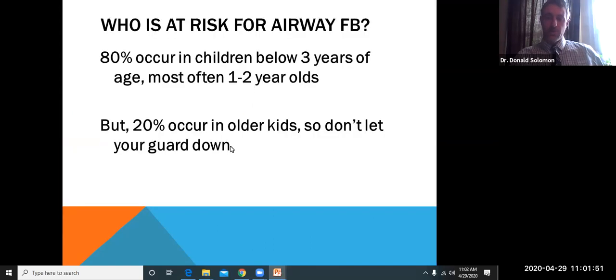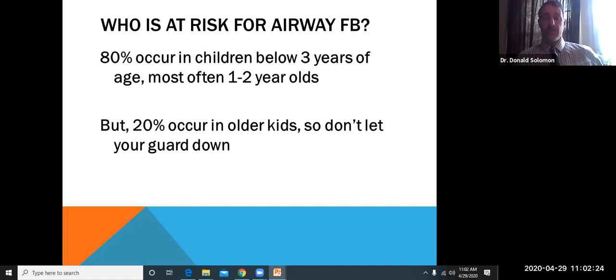All right, so who ingests a foreign body? The truth is everybody has the potential. Most of them occur in young children, younger than 3 years of age. That's more than 80% of these cases. And the children that are highest at risk are 1 and 2 year olds. They don't have the posterior molars that allow them to macerate food the way that you and I can. They're starting to explore their environment and put things in their mouth.